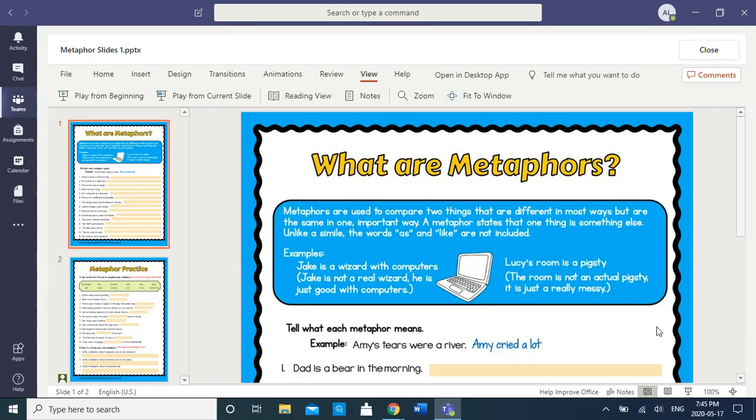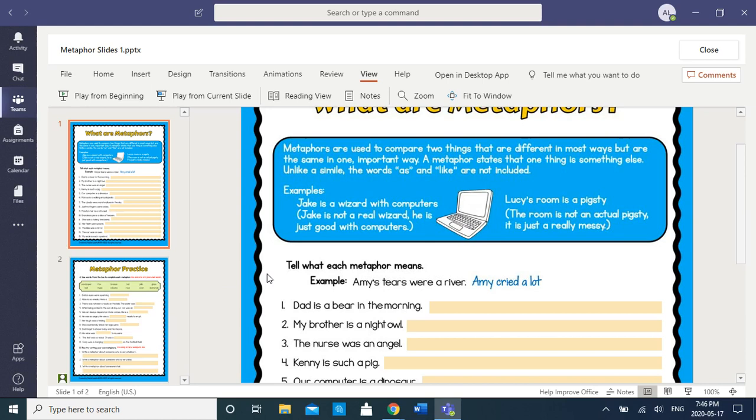There are 2 pages for you to complete this week, so just make sure you go ahead and complete both of those. On the first page, it says that we need to read each metaphor and then say what we think the metaphor means. In our example, it says that Amy's tears were a river, and that just means that Amy cried a lot. So now our job is to read the rest of these metaphors and fill in what we think they mean.